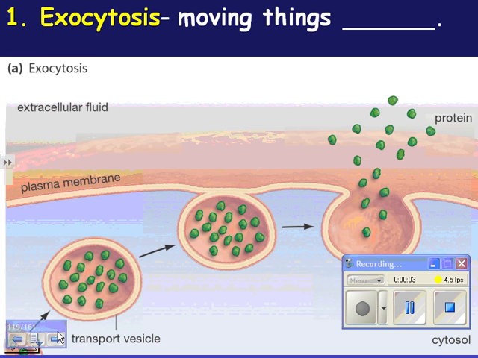So we're talking today about how things get in and out of cells, and one of the ways that they can move in and out is bulk flow. They can move out by exocytosis or in by endocytosis. So exo means moving things out of the cell.